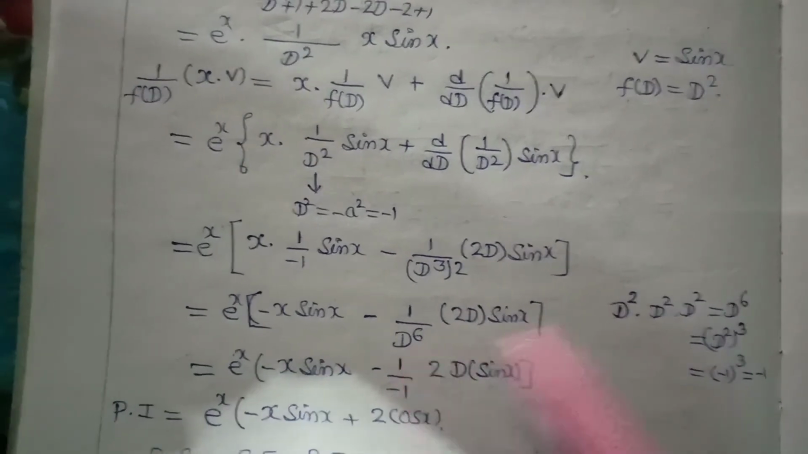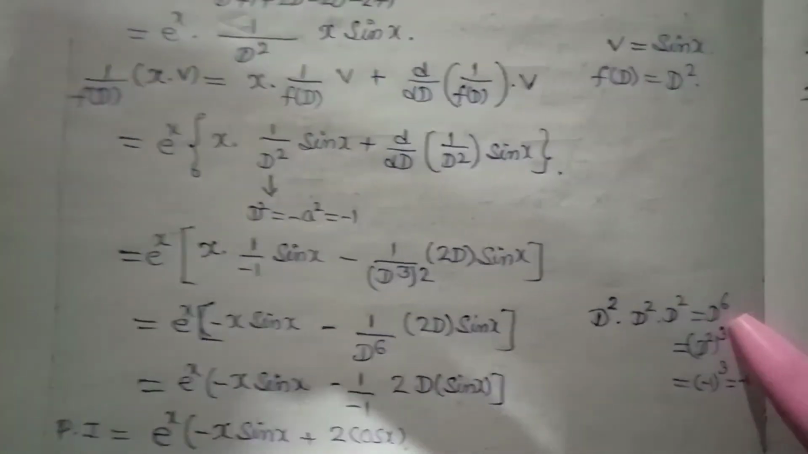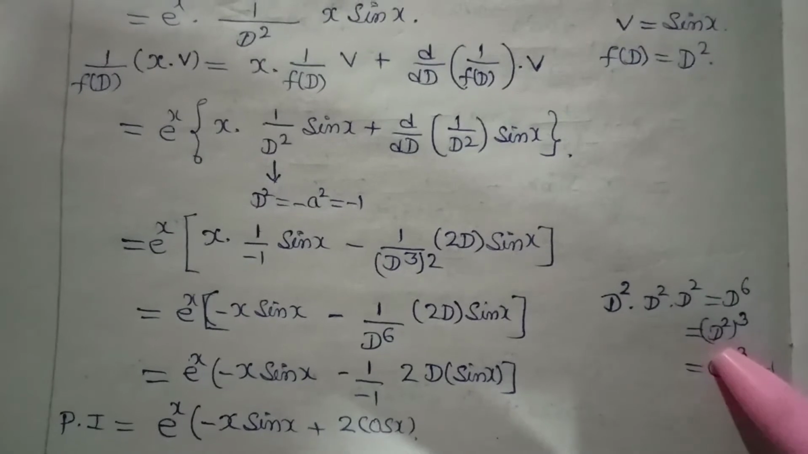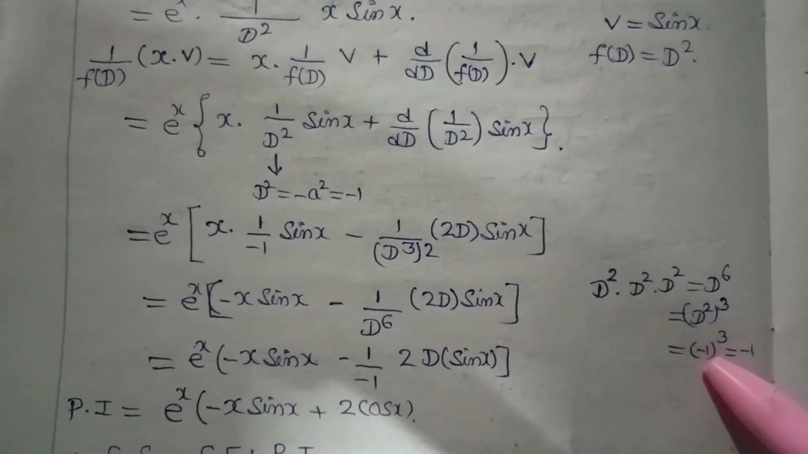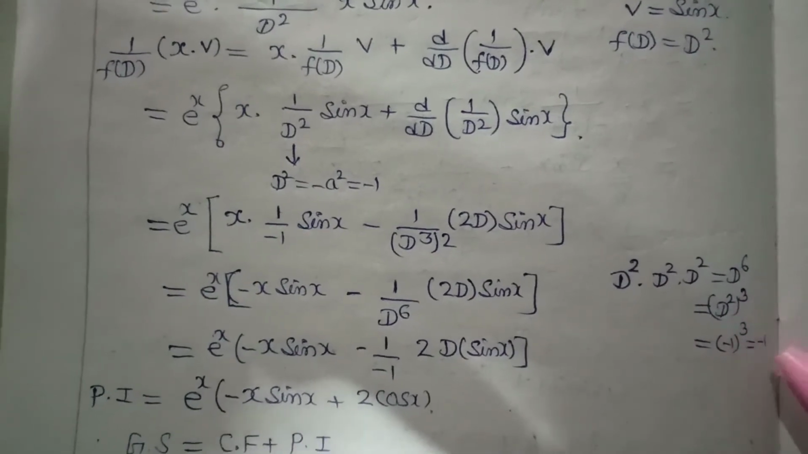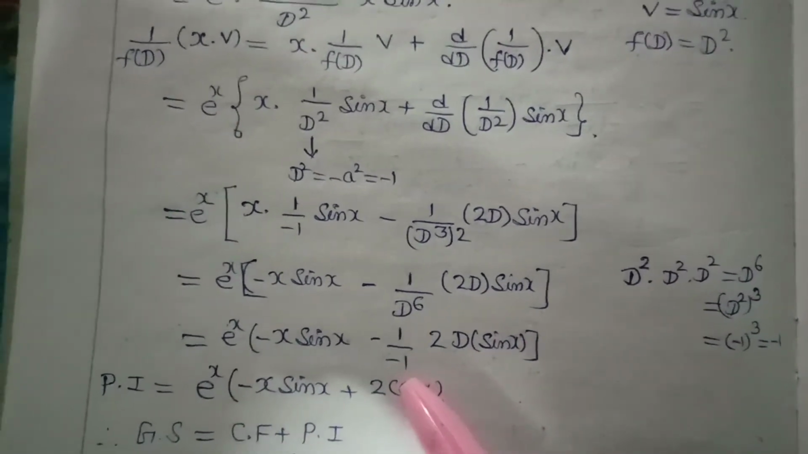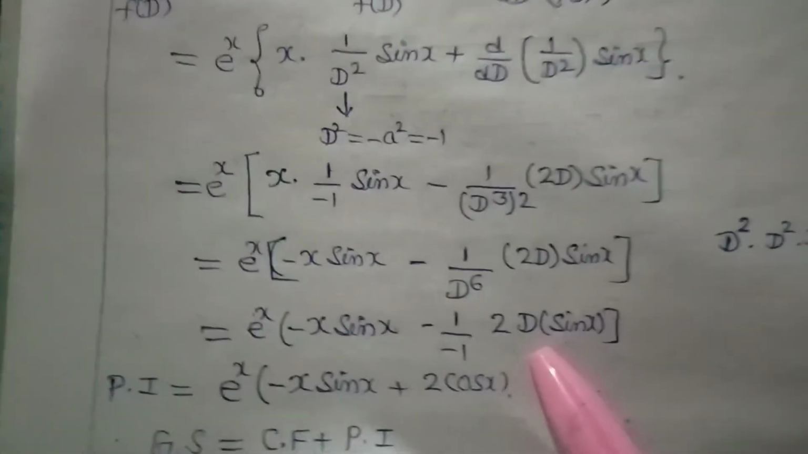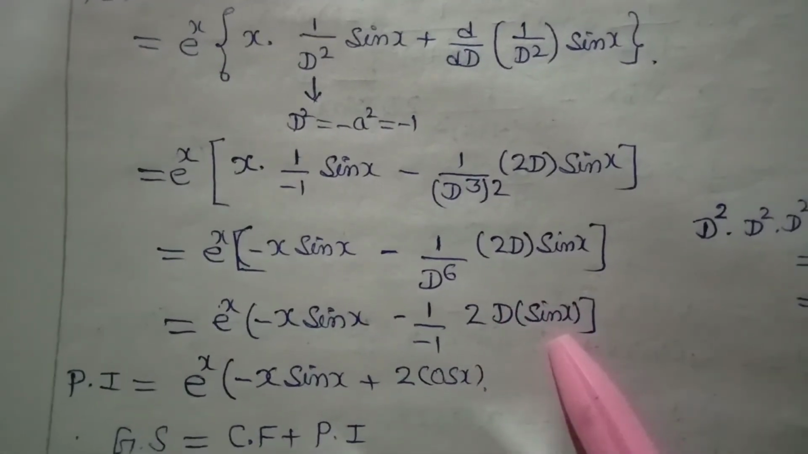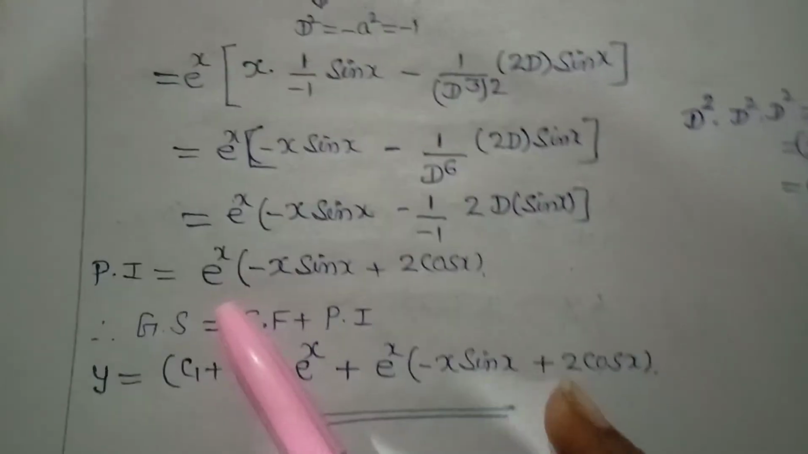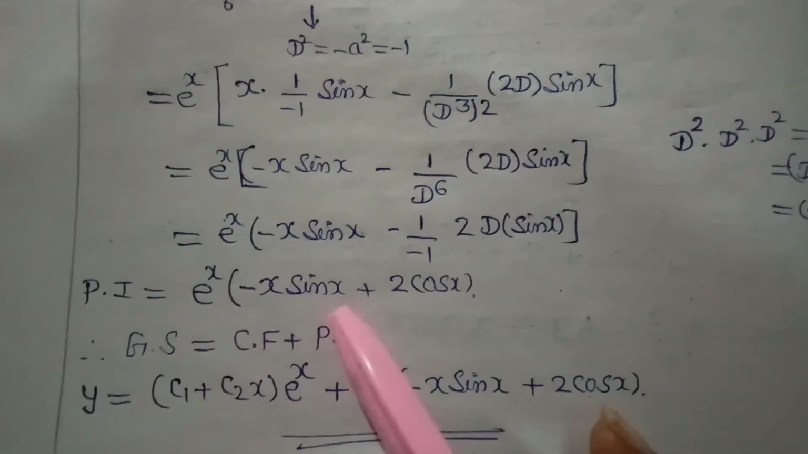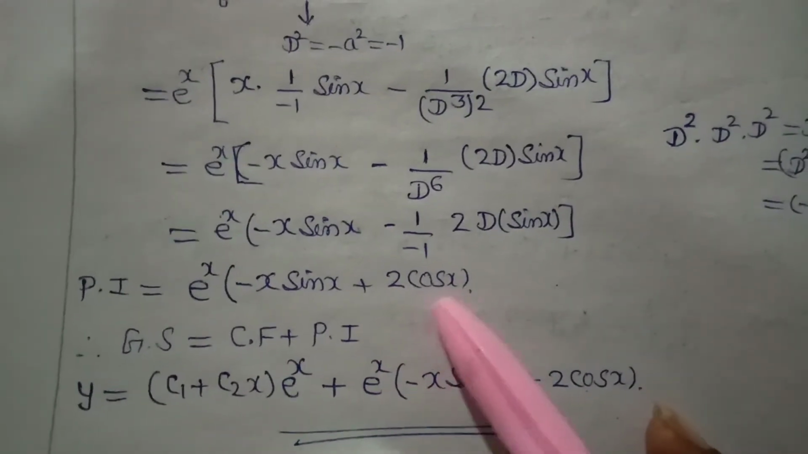Now D power 6 is calculated separately. D power 6 can be written as D square whole cube. D square value is minus 1 according to the sine rule. So minus 1 whole cube is equal to minus 1, which is written here. And you know capital D is nothing but derivation of sin x. So we get cos x. Hence a particular integral is equal to e power x into minus sin x plus 2 cos x.